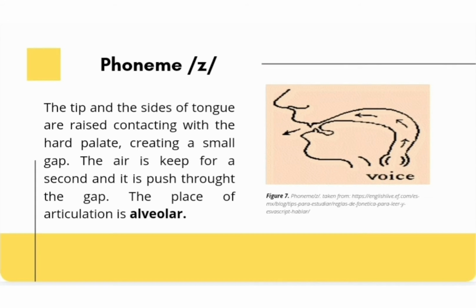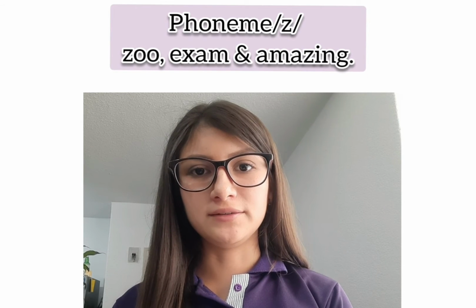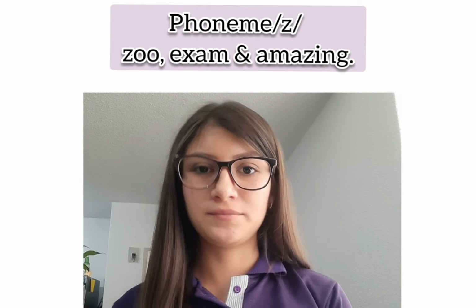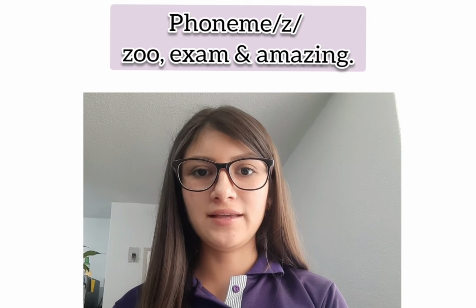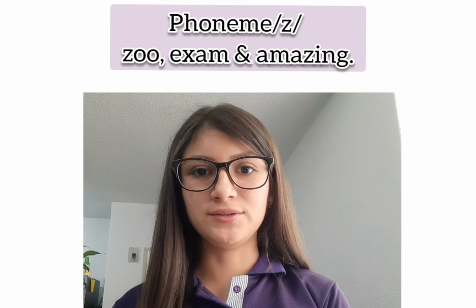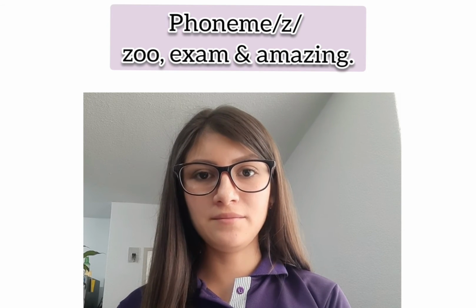them. The tip and the sides of the tongue are raised, contacting the hard palate, creating a small gap. The air is kept for a second and it is pushed through the gap. The place of articulation is alveolar. This phoneme sounds like /z/. For example: exam, zoo, and amazing.